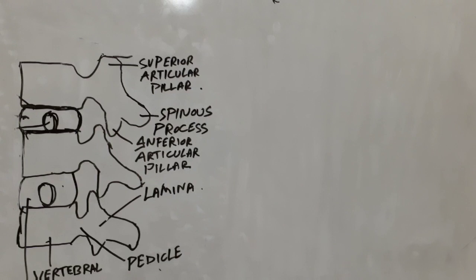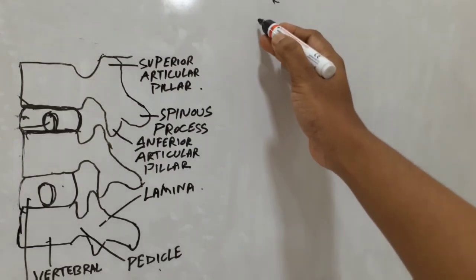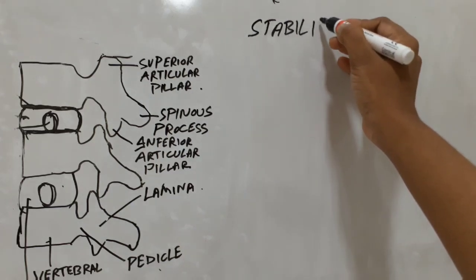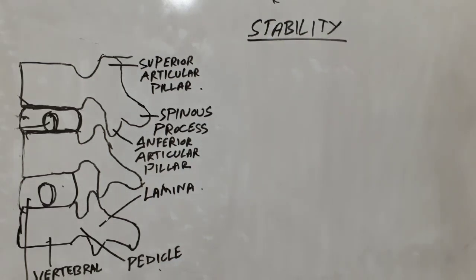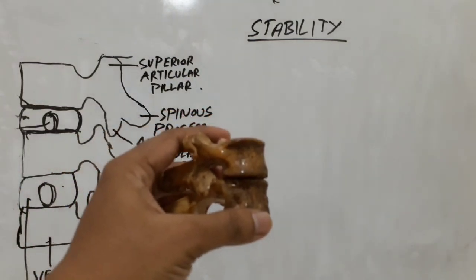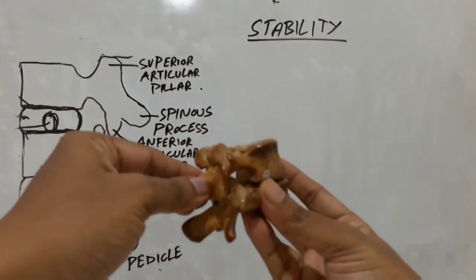So today's topic is stability. Stability of the lumbar spine. So what are the factors holding the lumbar spine? What do you mean by stability? Example, you have the lumbar spine. How to make sure that this is stable? That means it should not fall off.